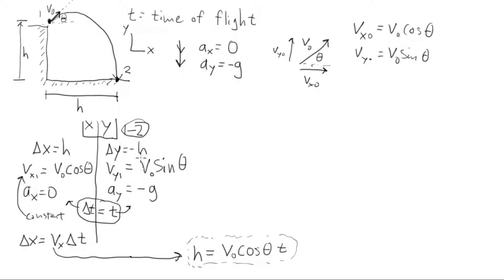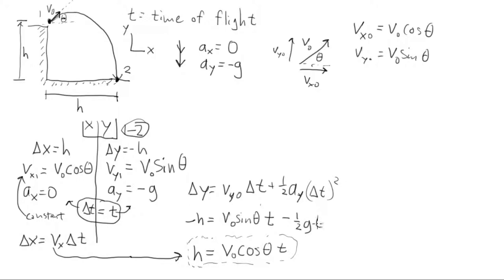And then here we can apply some cake equation. We've got time, we've got displacement. If we have time and displacement and we want to use them both, then the thing to do is cake 2. Formally, delta y equals Vy initial delta t plus 1/2 y acceleration delta t, whole quantity squared. Then we get negative h equals V naught sine theta times t, plugging in t for delta t, and then ay is negative g, so minus 1/2 g t squared. And this gets you that.